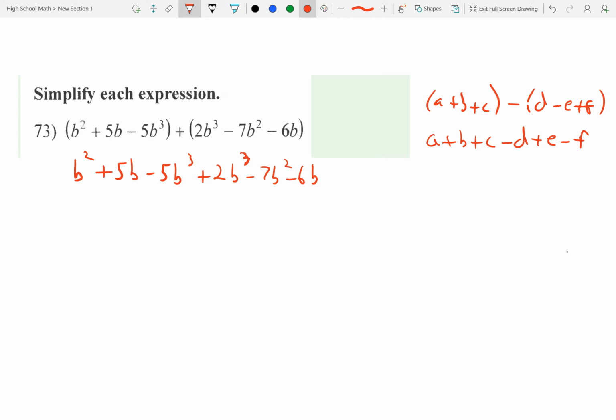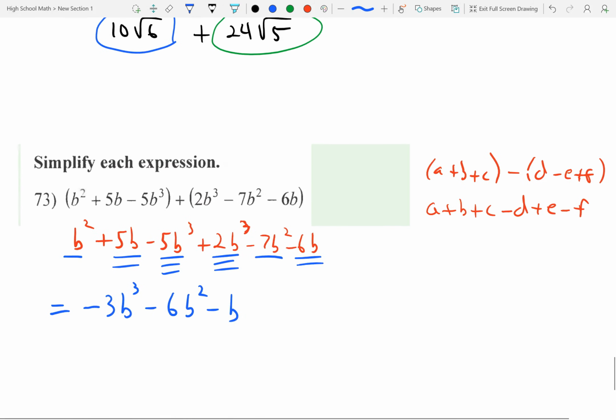Alright. Now combining like terms. B squared is like b squared. B is like b. And b cubed is like b cubed. We will begin with the leading power first. Minus 5b cubed plus 2b cubed, I believe that is a minus 3b cubed. It has to be the same, b cubed, and it stays the same. Now b squareds. 1b squared minus 7b squared will be a minus 6b squared. Again, it has to be the same and it stays the same. Lastly, 5b minus 6b is a minus 1b. We could just simply write a minus b.